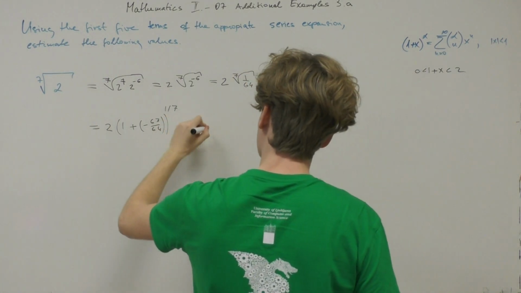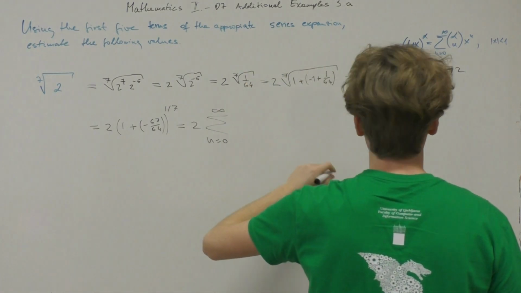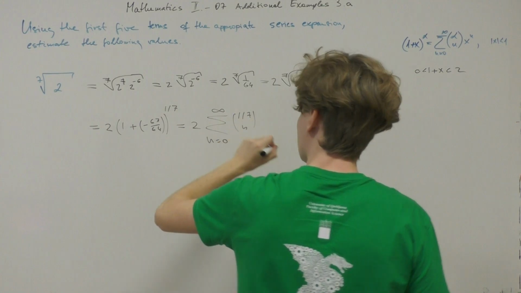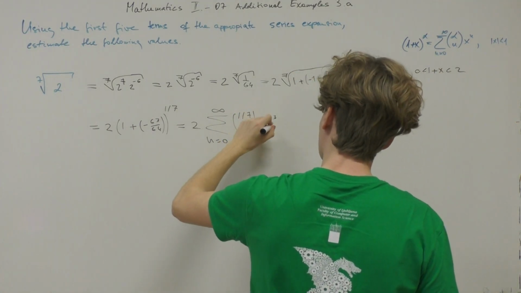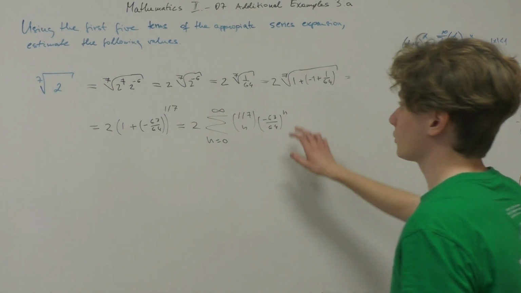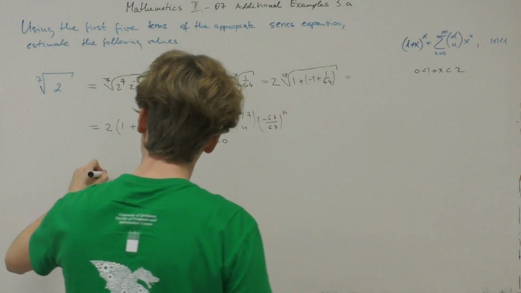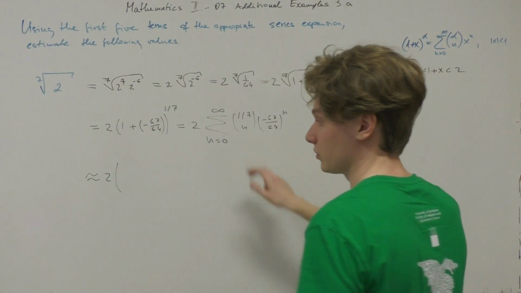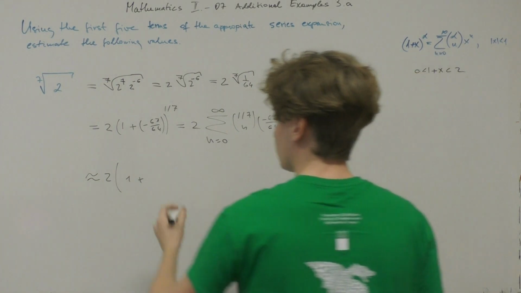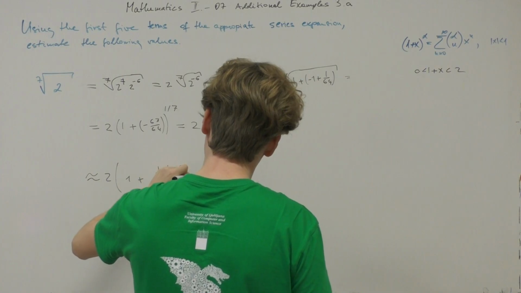So this will be 2 times the sum, n goes from 0 to infinity, and inside the sum we have 1 over 7 choose n, times minus 63 over 64 to the power n. And now we must take the first 5 terms to estimate this number. So this will approximately be 2 times, well, the first one is always 1, the second one is always alpha times x, so it will be 1 over 7 times minus 63 over 64.